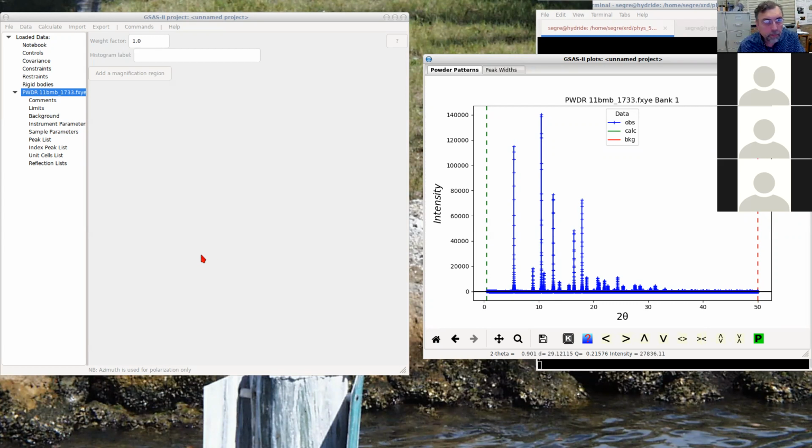We now want to import a structure. So what we're doing here is refining the structure. We're not solving a structure. Solving a structure is much more involved. And you can find tutorials on the GSAS website which will show you how to do some of these things.